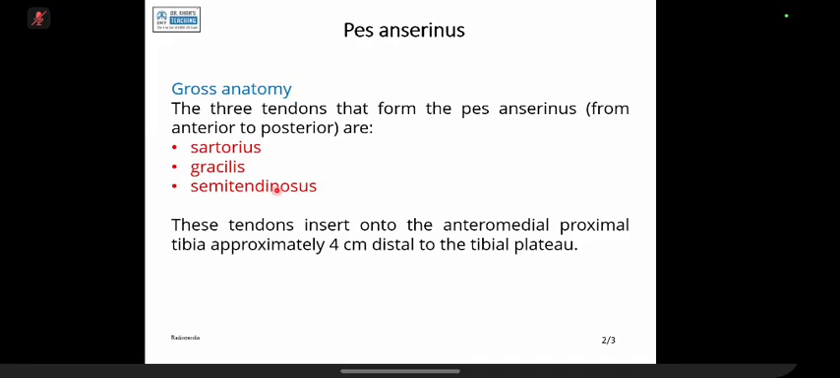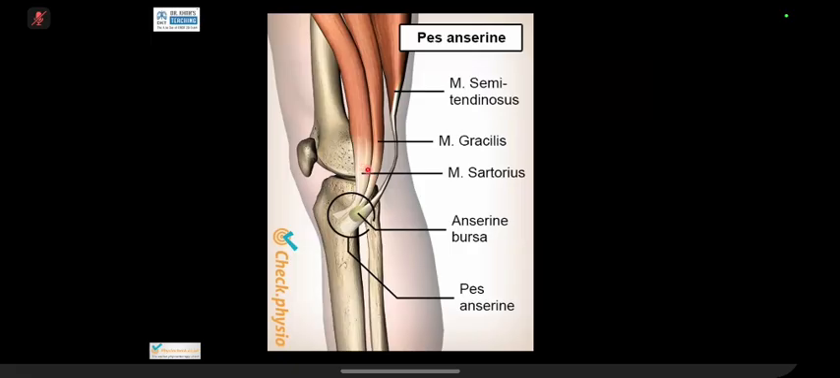There are so many different mnemonics, which I'm sure all of you must have read in your MBBS: sartorius, gracilis, and semitendinosus. So this is the anatomy which I did not ask you, but I would have asked you if you had reached that point. If you see these tendons, this is the sartorius tendon, then the gracilis, and the semitendinosus is posterior. There can be a bit of variation, but having said that, there is a conjoint tendon, attached a few centimeters below the tibial plateau.